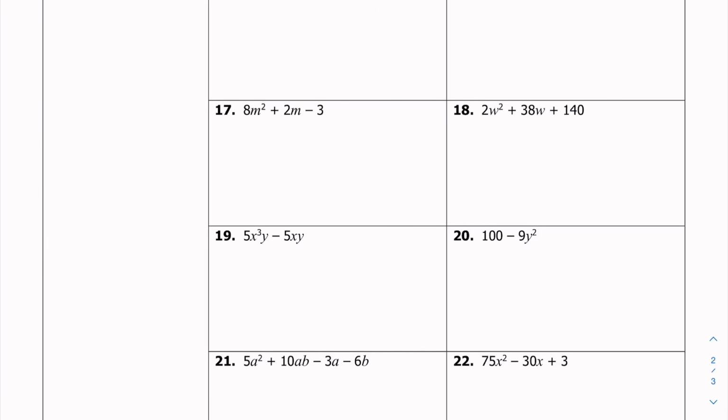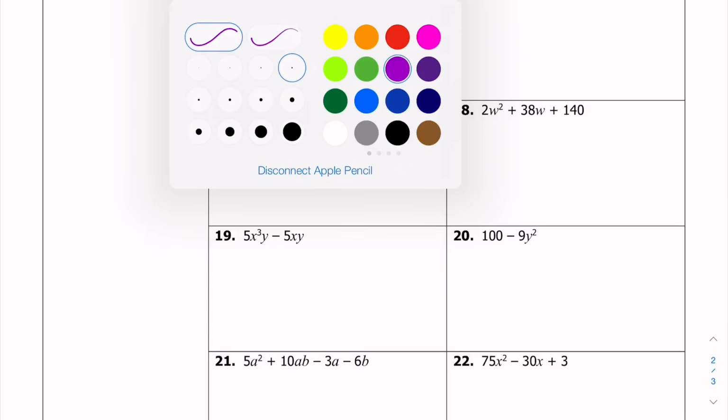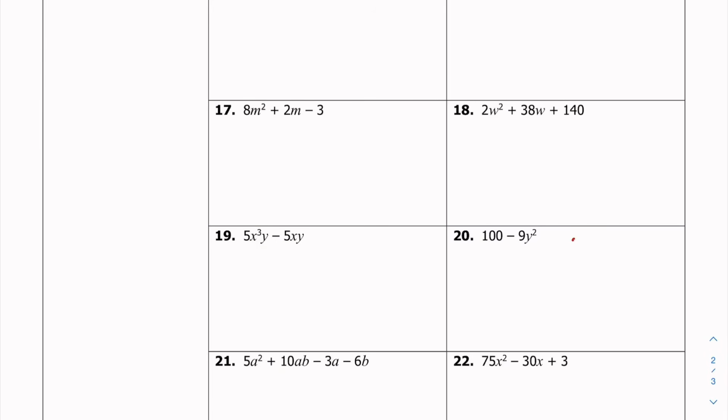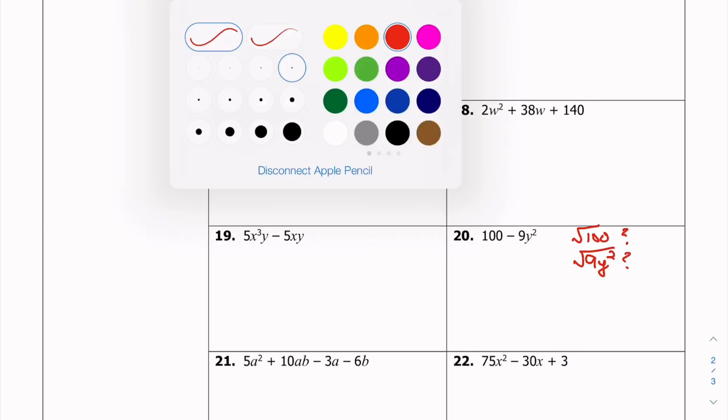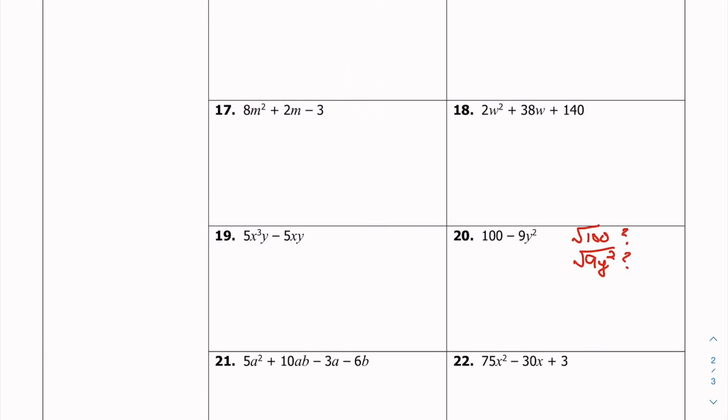So is it difference of squares? Can you square root both these terms? Is there a square root of 100? This is why I ask myself, can you square root 9y squared? And in this case we can. So this is a difference of squares. The square root of 100 is 10, and the square root of 9y squared is 3y. So we have 10 plus 3y, and then 10 minus 3y. And those do not factor further. So that's it.